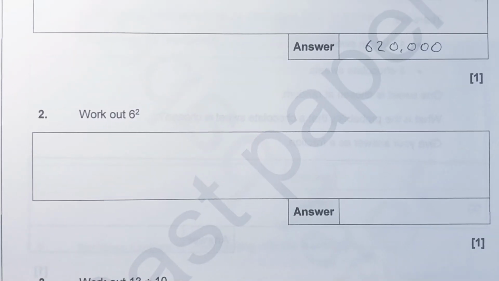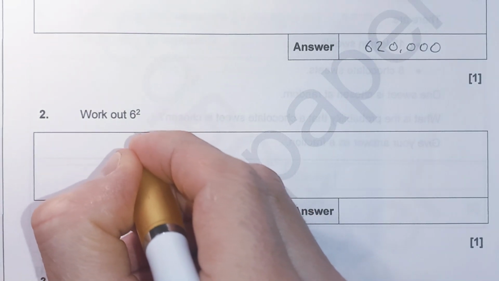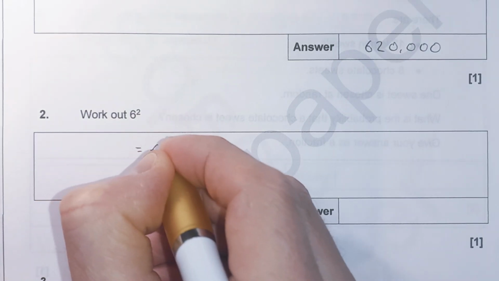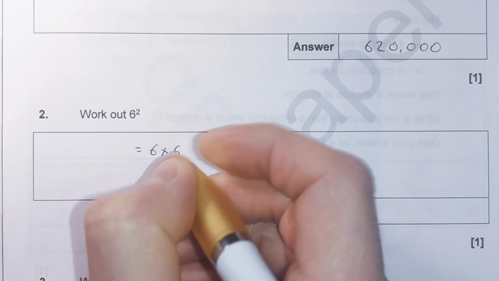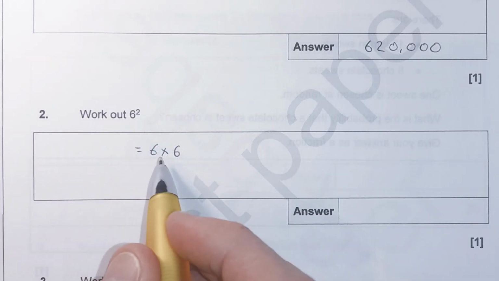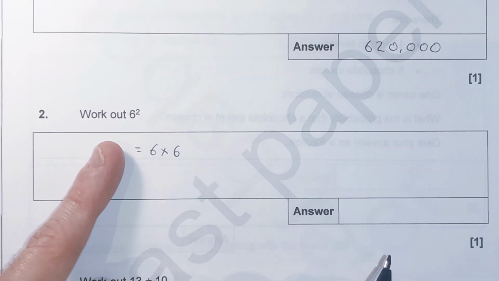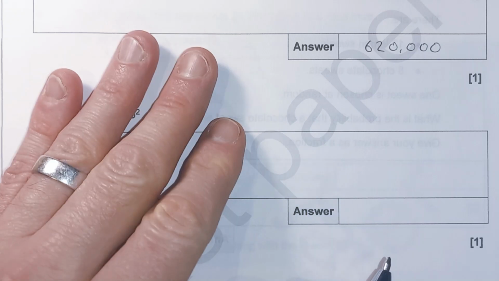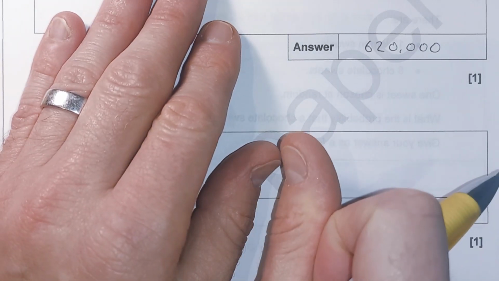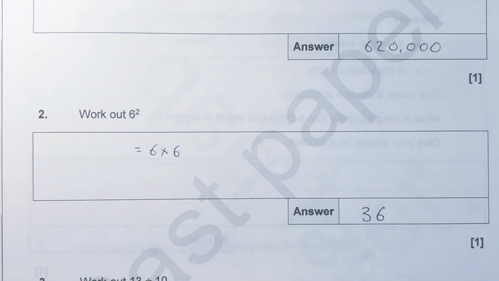Question 2. Work out 6 squared. Well, 6 squared means 6 times itself. Not 6 times 2, but 6 times itself. The 2 tells us how many times we've got it. Well, 6 times 6, you've got 6, 12, 18, 24, 30, 36. And we can put that straight in the answer box.